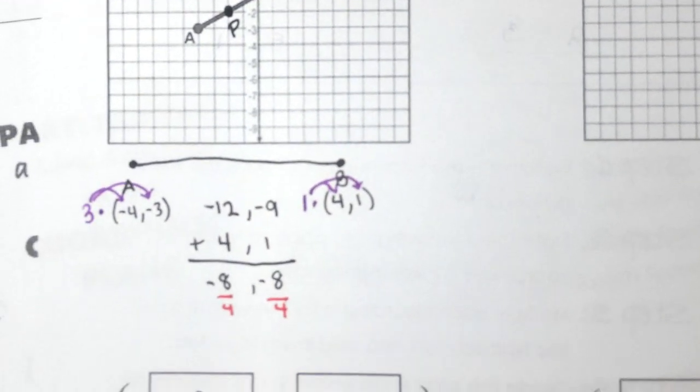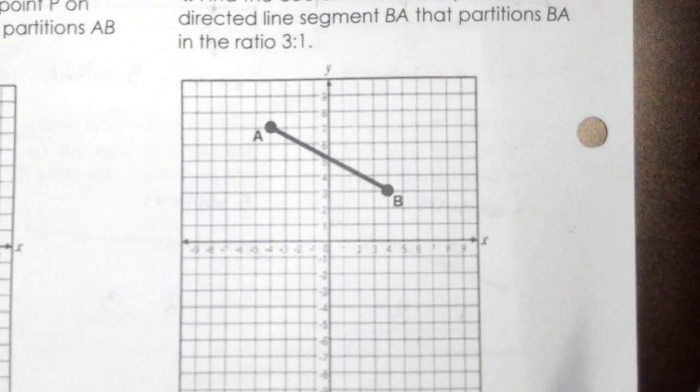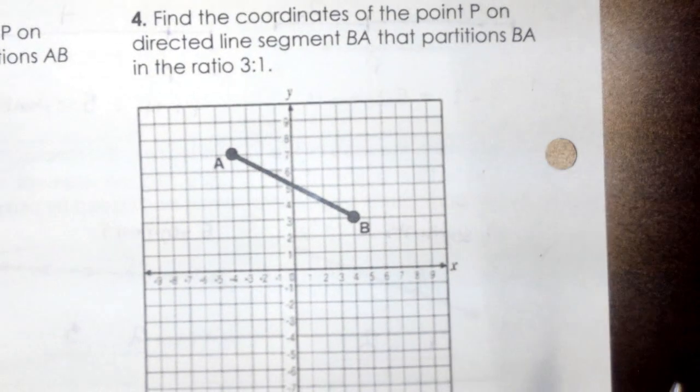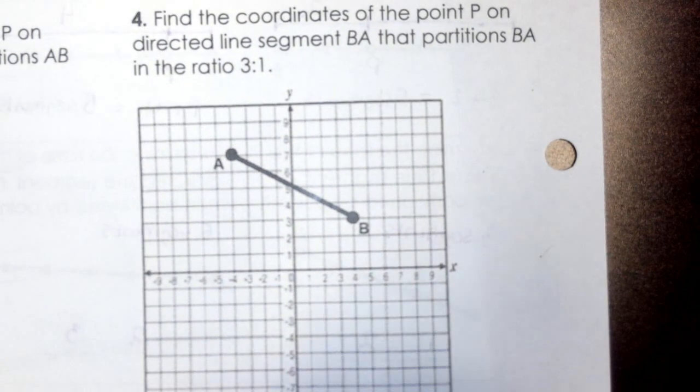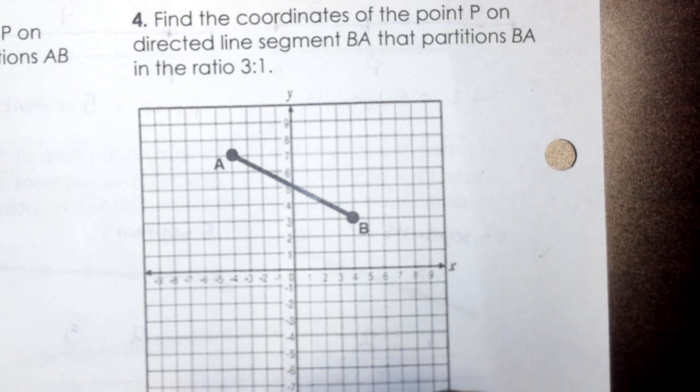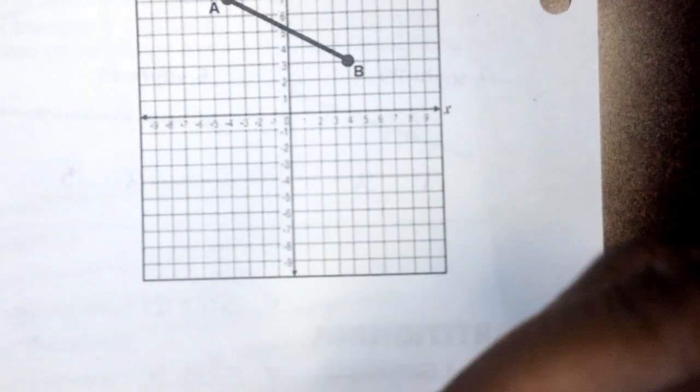Alright. Number 4. B to A. Get your coordinates. Do a 3 to 1 split. You do it.